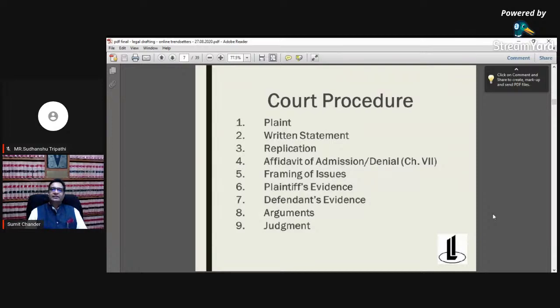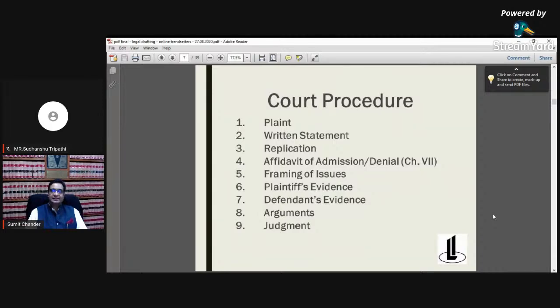Next comes the stage of plaintiff's evidence. Now issues are framed. So it begins with the plaintiff's opportunity to lead the evidence. The defendant gets an opportunity to cross-examine. And once all the witnesses of the plaintiff have been examined and cross-examined, the plaintiff's evidence comes to a close and the defendant's evidence begins.